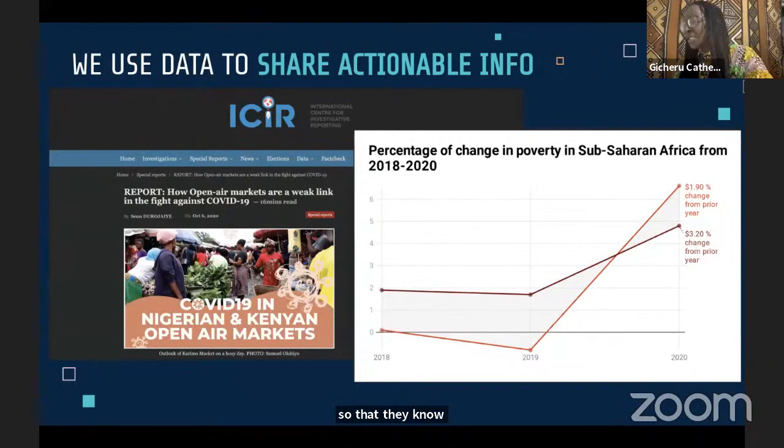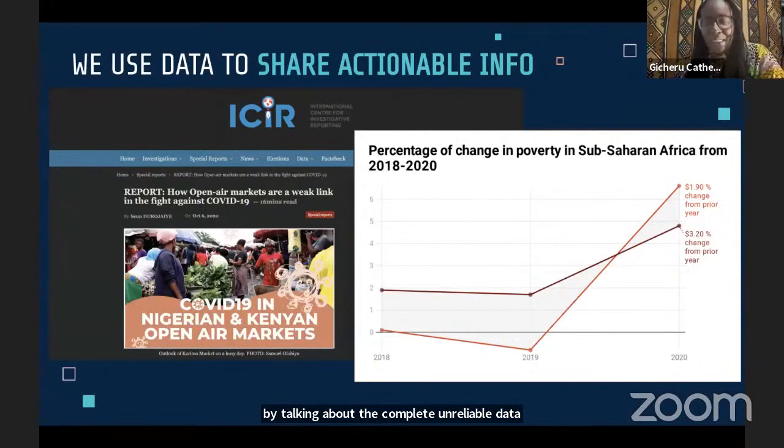I also want to end by saying that turning messy, incomplete, and unreliable data into credible journalism is a very demanding task. And it's also very frustrating. I keep on saying frustration, yes, especially when we have to fight just to get access to reliable data so that we can inform people. Because at the end of the day, if citizens don't get the correct information, they're not able to make informed decisions about issues that have a bearing on their lives. It's a matter of life and death.